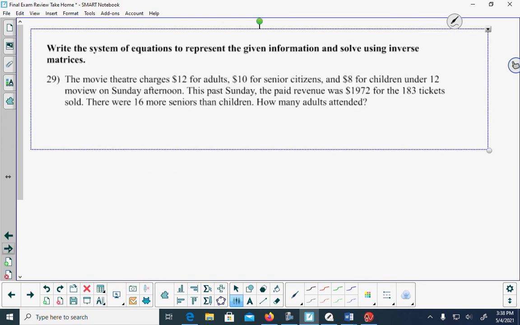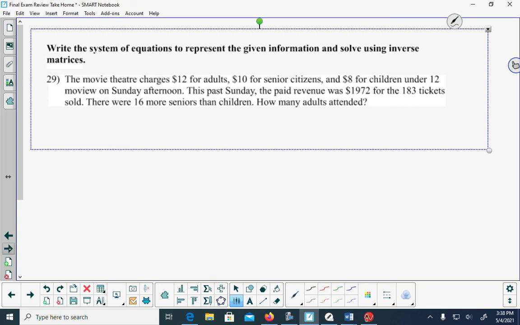All right, moving on to the next one, word problem. Love word problems. So the movie theater charges $12 for adults, $10 for seniors, and $8 for children under 12 on Sunday afternoons. This past Sunday, the paid revenue was $1,972, with 183 tickets sold. There were 16 more seniors than children. How many adults attended the play?